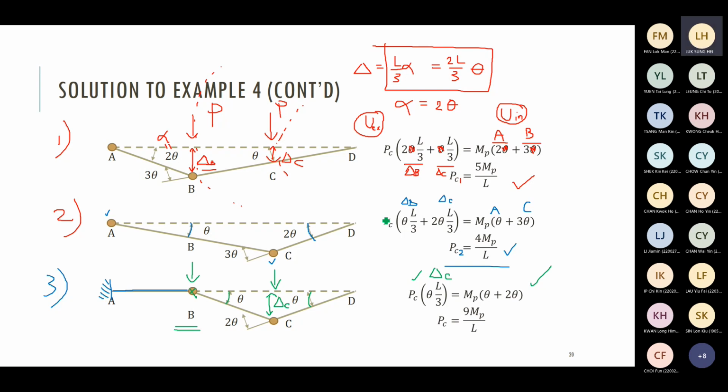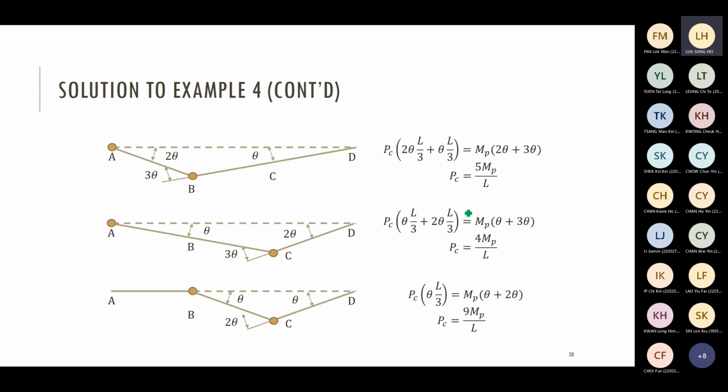So after we arrange the equation, you can see that the corresponding collapse load for this failure mode is 9 MP over L. Large value. Large value means it's not very possible to occur. So along the whole analysis, you can compare PC1, PC2, and PC3. And it seems that PC2 is most likely to occur. That means scenario 2 should be our realistic failure mode. Hinges form at point A and point C.